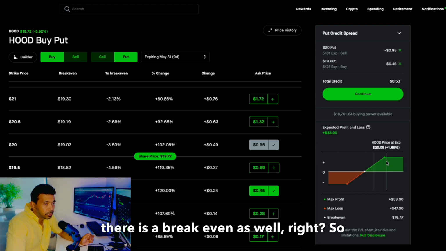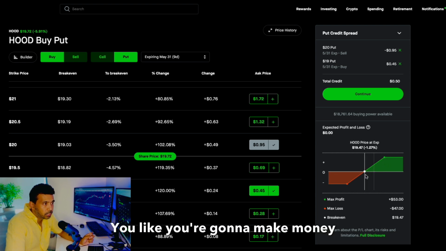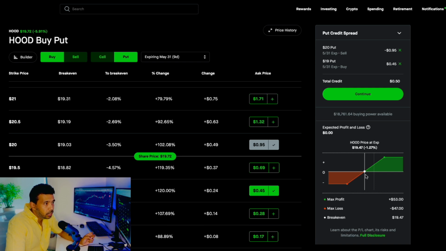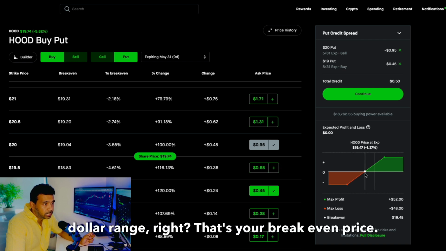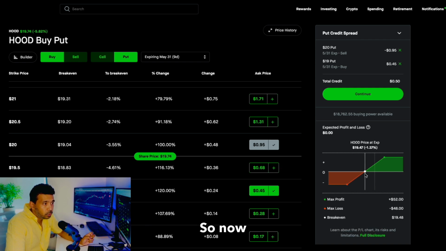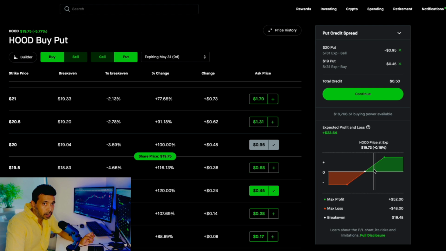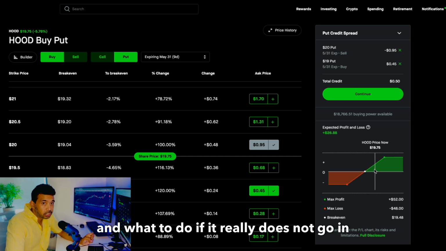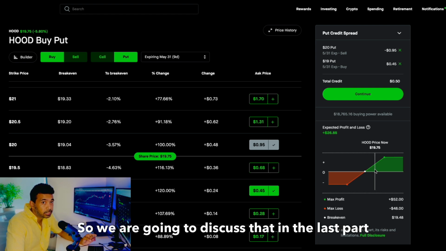But there is a break even as well. Your break even is pretty low. You're going to make money as long as Robinhood stays above this $19.47 range. That's your break-even price. Now in the final part, I'm going to discuss the scenarios that can happen and what to do if it really does not go in your favor, because that's very important when you get into any trade. We're going to discuss that in the last part.